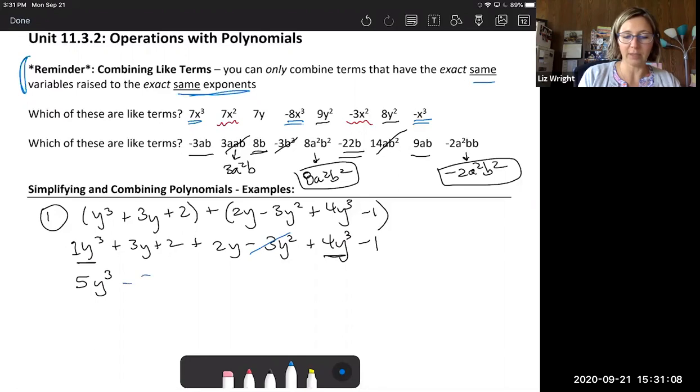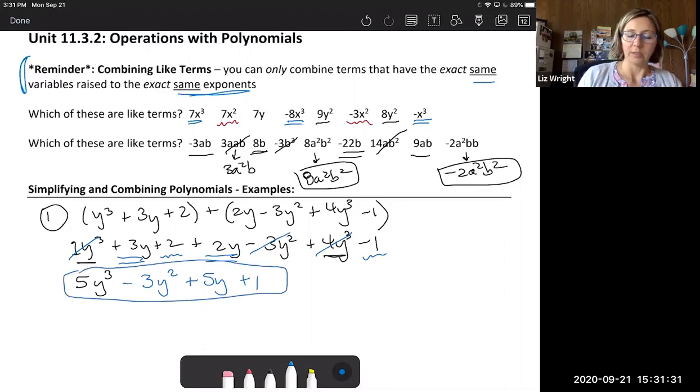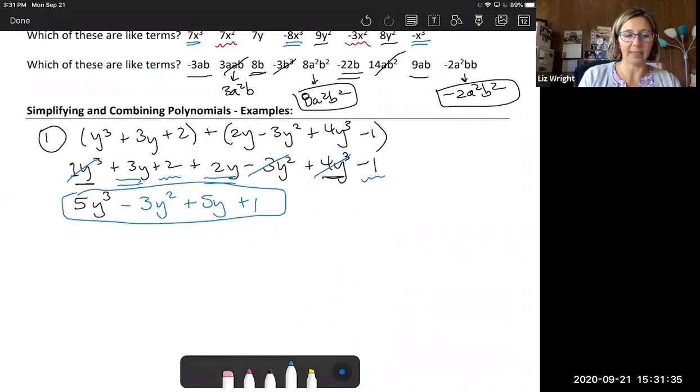And I crossed it off, so I'm just keeping account that I'm done with those terms. The next ones I'm seeing are this 3y and a 2y. So we're going to add that and have 3y and 2y is 5y. And then finally, we've got the plus 2 and the minus 1, which is going to be plus 1 at the end. And so there's our answer. So that's as simplified as we can get it, because we can't combine anything else.